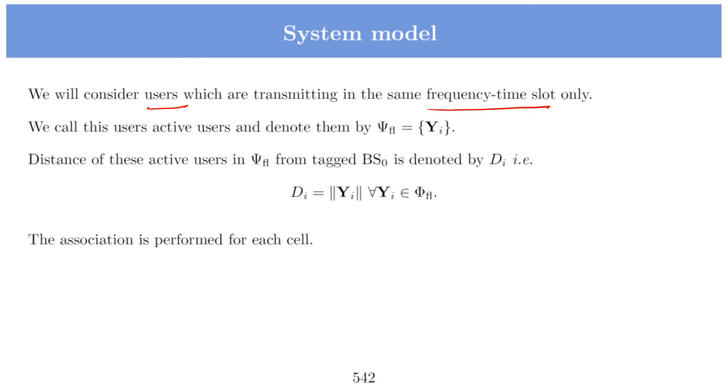So original users come from a PPP psi, which had density lambda u, but the active users which are selected from this according to the time frequency slot will be denoted by psi A, and we call those base stations as Yi.